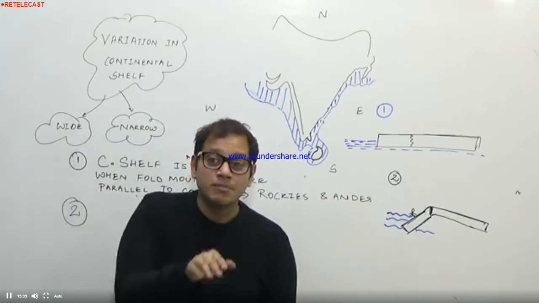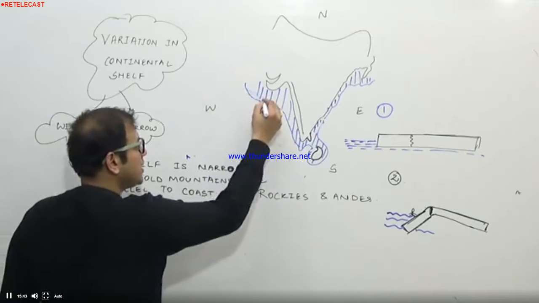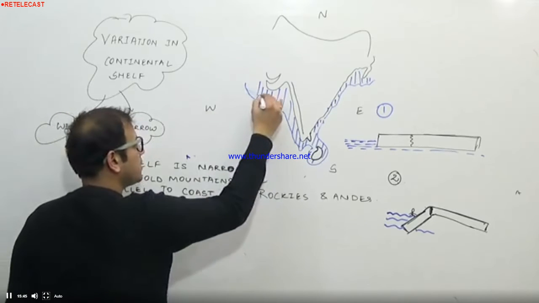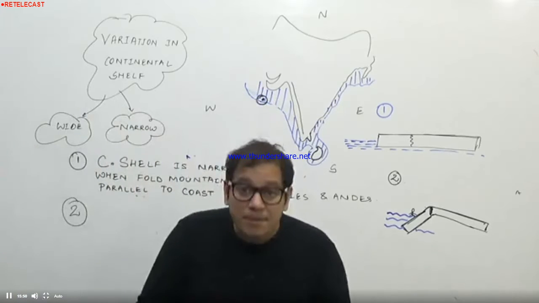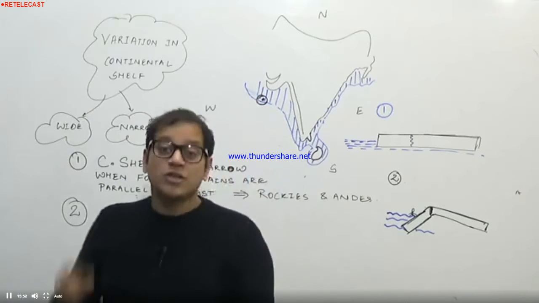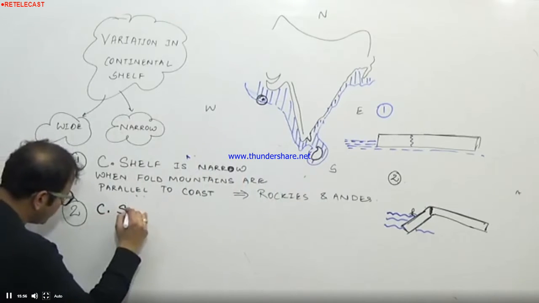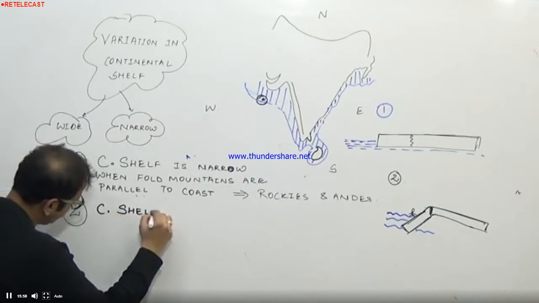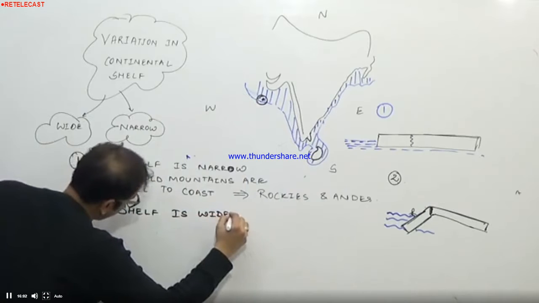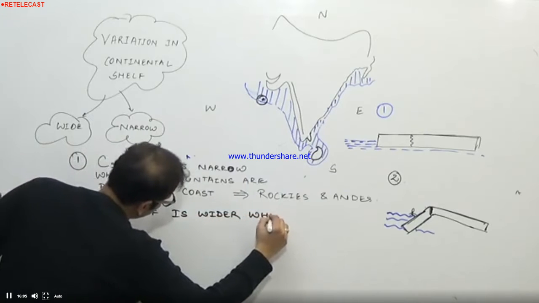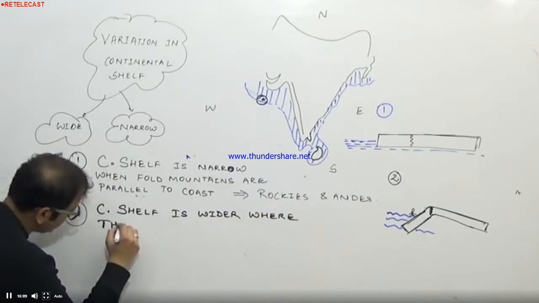Dwarka got submerged. Where is Dwarka? Dwarka was located here, and now somewhere here Dwarka is located. That is, it has gone under the sea. This itself shows that there has been submergence of a coast. So that means the continental shelf is wider where the coast has submerged.